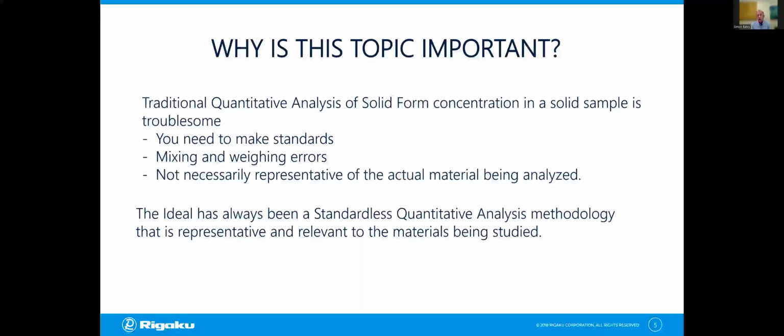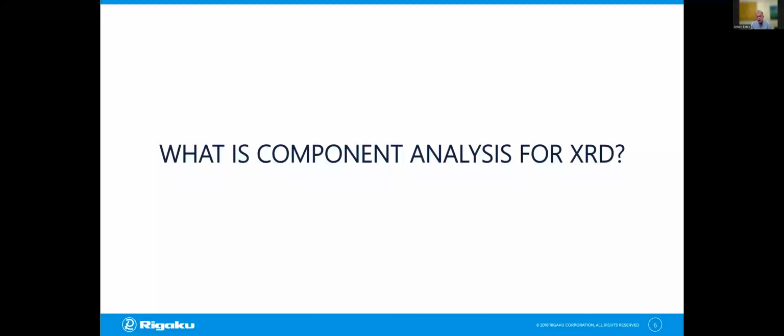And then once you've gone through all of that, more often than not, your standard materials are not representative of the actual material being analyzed. So the ideal has always been to come up with some form of standardless quantitative analysis approach that's representative of the real materials that you're going to be studying and is relevant to the real materials. So that's your drug products, the intermediates, whatever it is you're analyzing. You want a method that's really representative of the unknown materials. So this is where we come into component analysis, and it really does offer a solution to that problem.